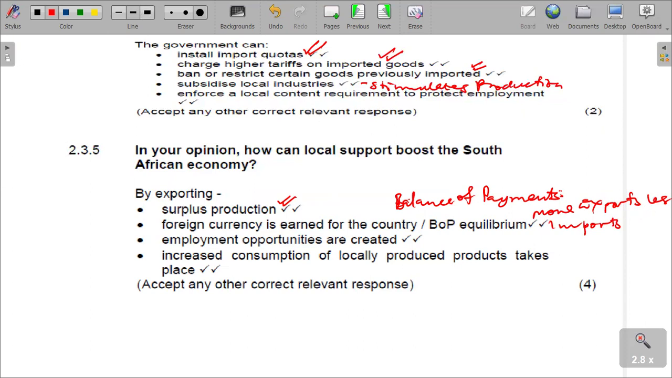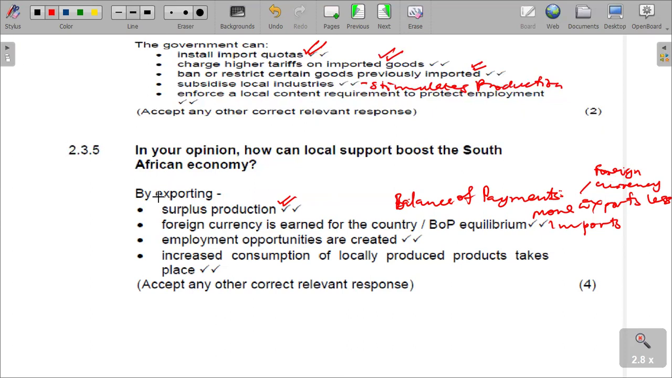What happens there is that the country produces more, so we earn more income, more foreign currency. When foreign currency is earned, it helps in balancing payments, because we earn more money than the money that we are spending outside the country. Hence, we have a favorable balance of payments that would stimulate more production.